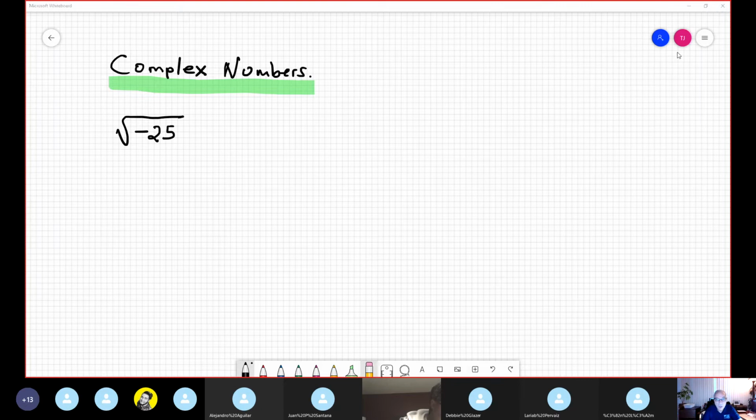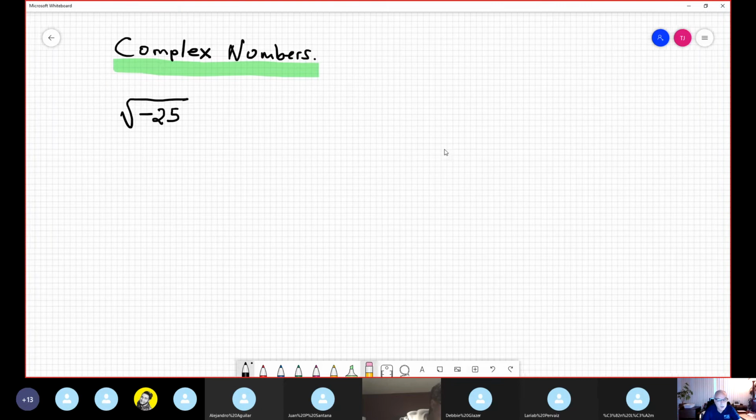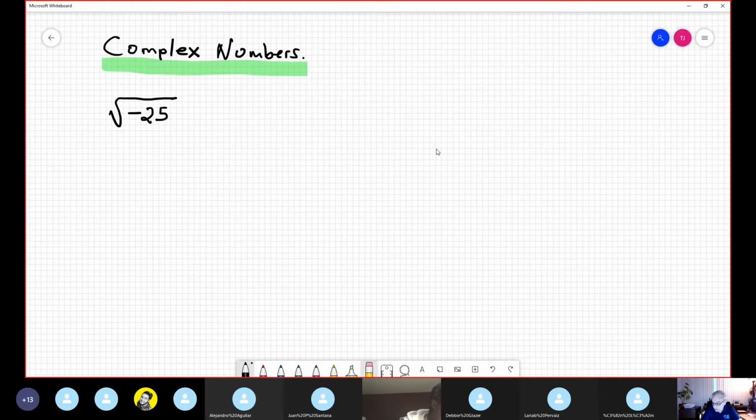Okay. Now, complex numbers. We are talking about complex numbers. It is a complex number you can find when you try to find the square root of a negative number, no? And the reason is there is no real solution.